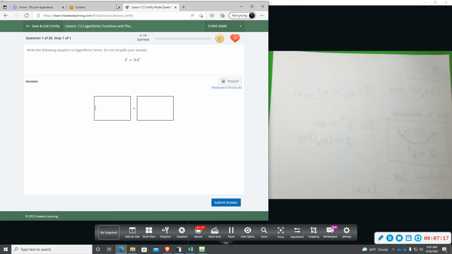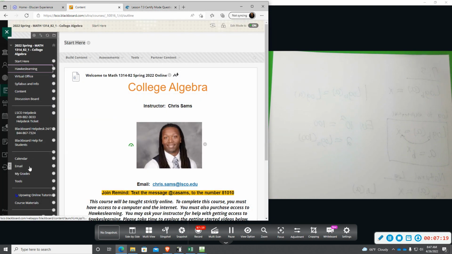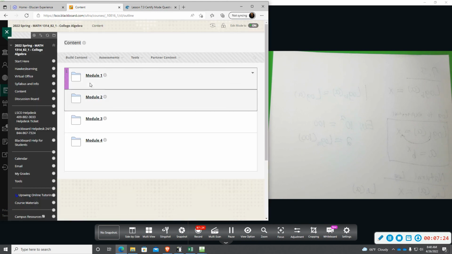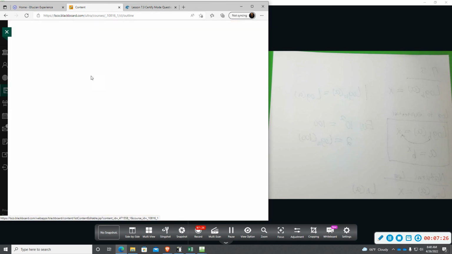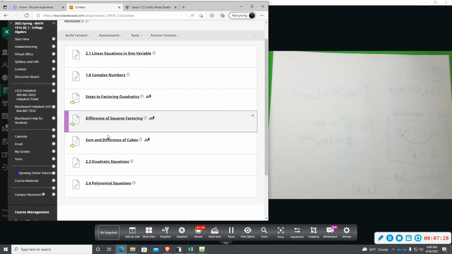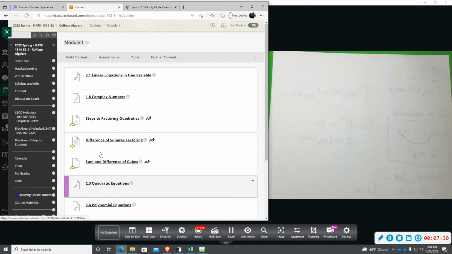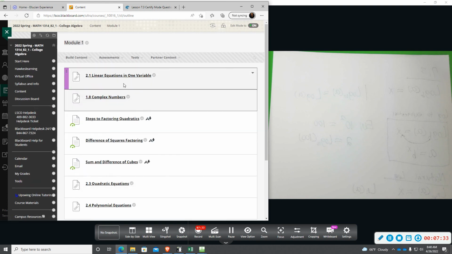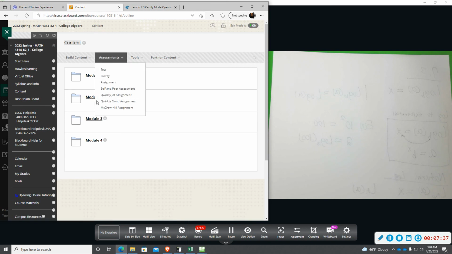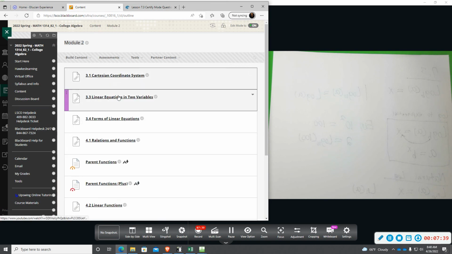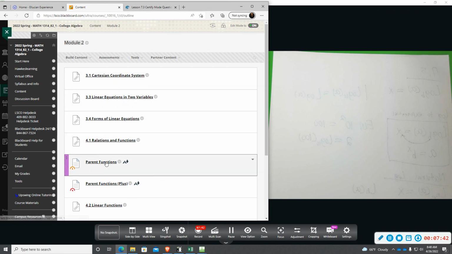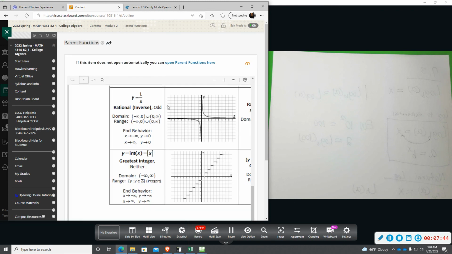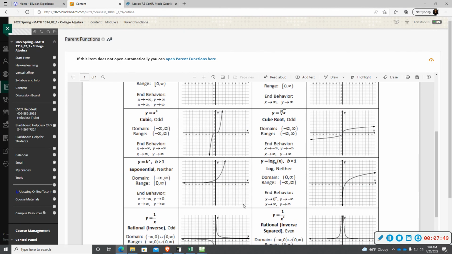So let me go back to our content. I don't see the graphing in there. Yeah, here we go. In Module 2, Parent Functions. You can also find this online somewhere if you just search Parent Functions.